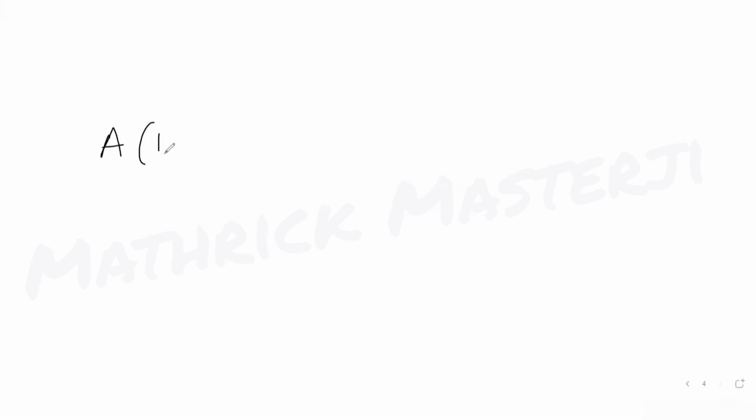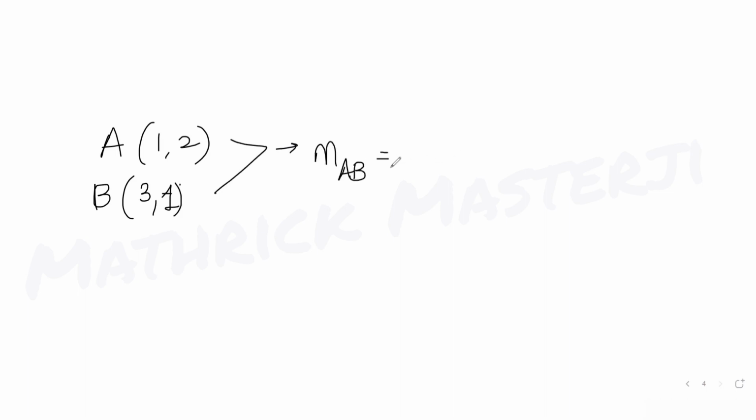A is told to me that it is (1, 2). B is also told to me, it is (3, 1). So if I find the slope of line AB, that is nothing but (y2 minus y1) over (x2 minus x1). So (1 minus 2) over (3 minus 1), and you get that as minus half.